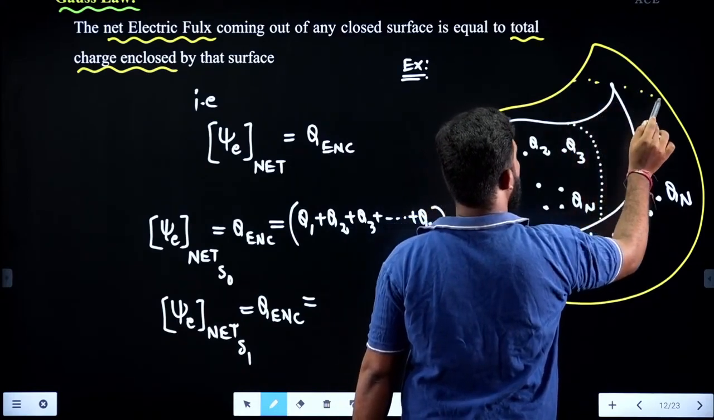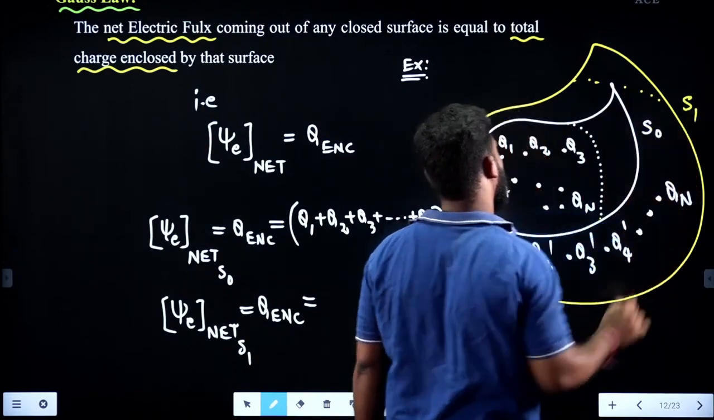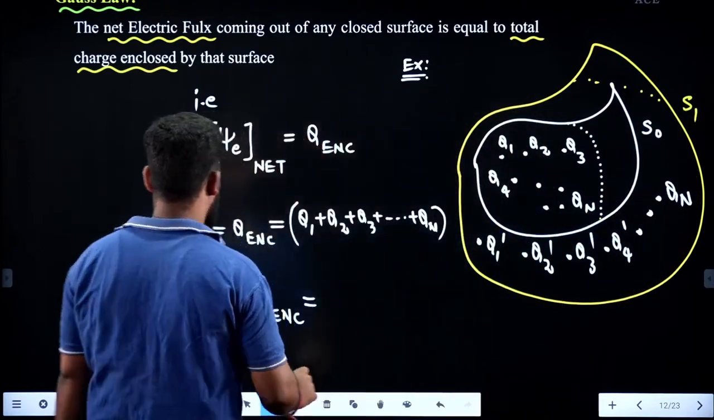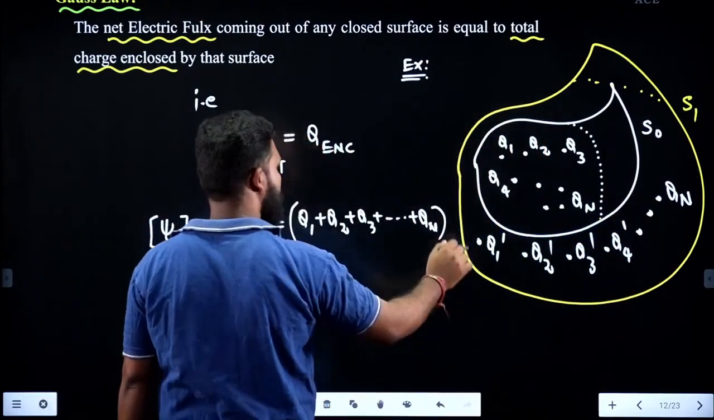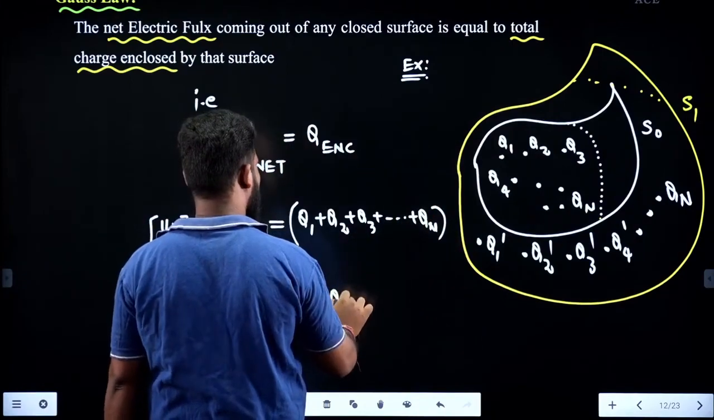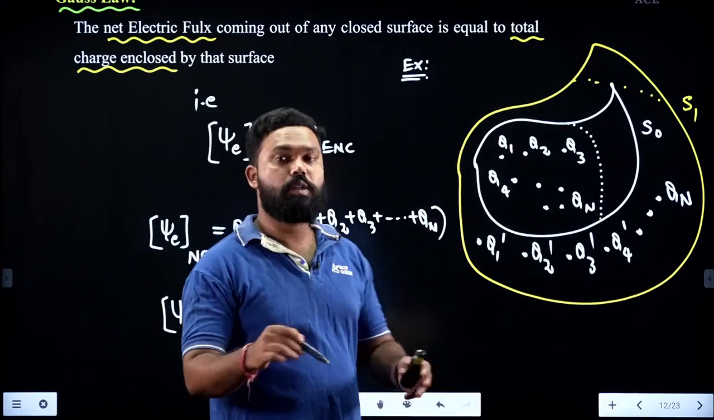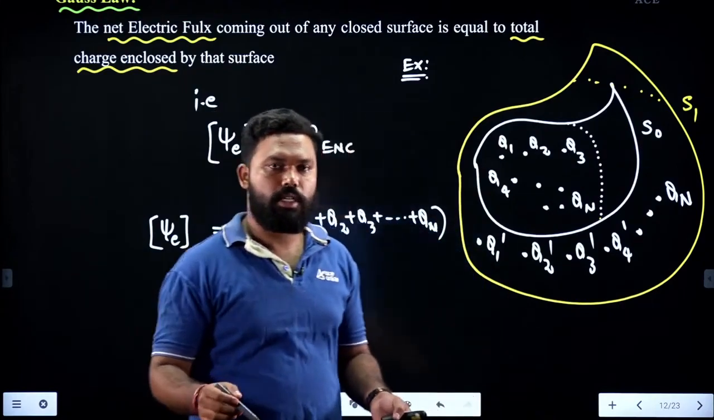I have considered one more surface. Let us say this is an S1 surface. So how much is the flux coming from the S1 surface? It is Q charges and Q dash charges. It is Q1 plus, you have to consider only the enclosed charges. So what do enclosed charges mean?